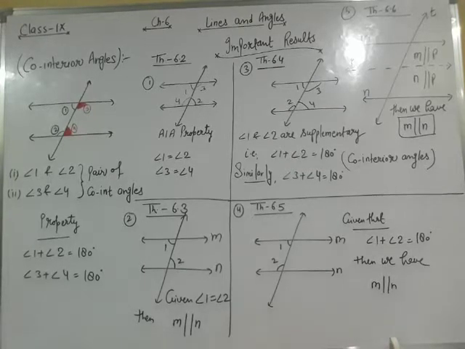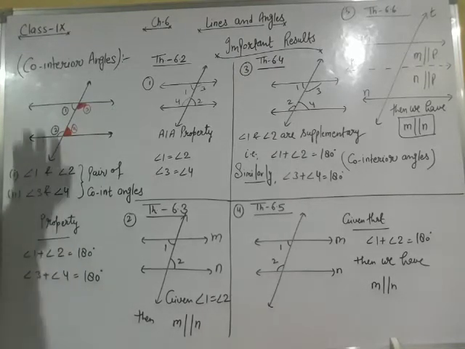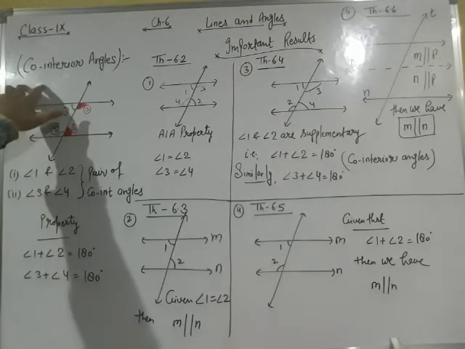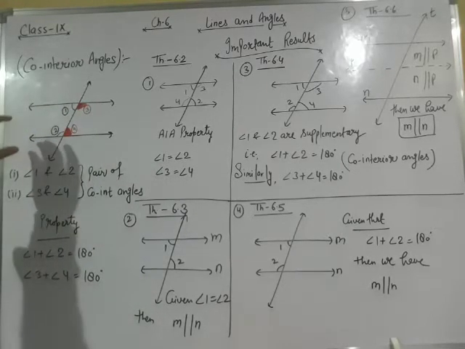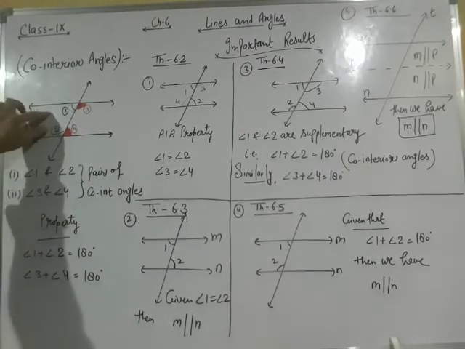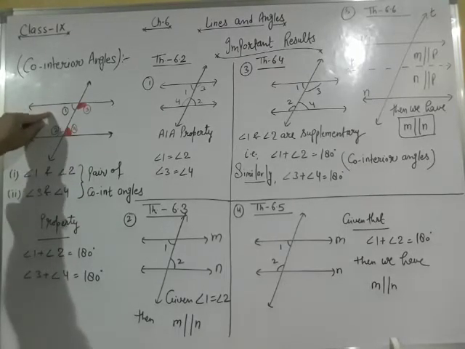Jai Hind everyone. We are on chapter 6 and we are covering all the definitions that are related to exercise 6.2, and in this regard we will study co-interior angles. What do you understand by co-interior angles? Angles on the same side of the transversal are known as co-interior angles.